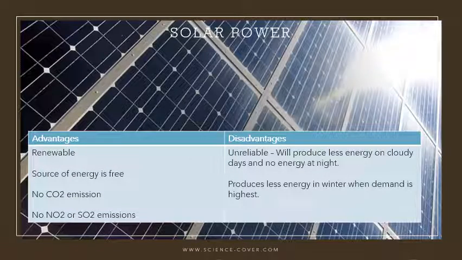We can absorb the sun's light using solar panels. Now this again is another renewable energy source, and it's a source of free energy. There's no carbon dioxide emissions, no nitrogen dioxide emissions, no sulfur dioxide emissions. However, solar power is unreliable as we will produce far less energy on cloudy days, and when the sun sets in the evening, we will produce no energy throughout the entire night.